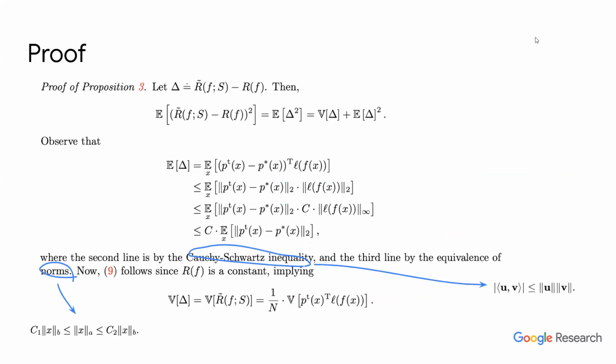So this is the proof. I may not go over all the details, but basically the expectation of this, you can call this delta, and then this can be written like this. The third line uses the Cauchy-Schwarz inequality, using this kind of inner product, and this is jointly, and this is always smaller. So this is basically the inner product.